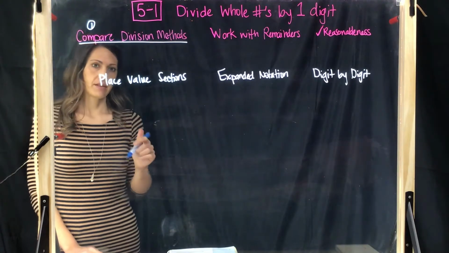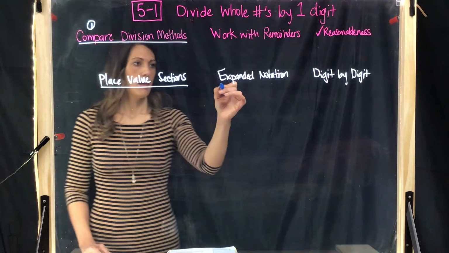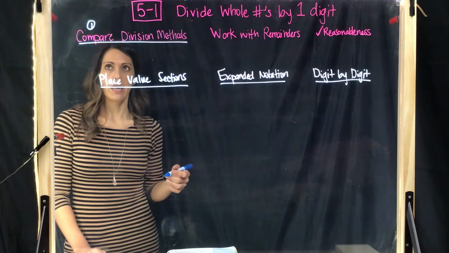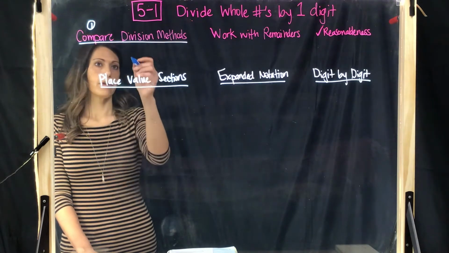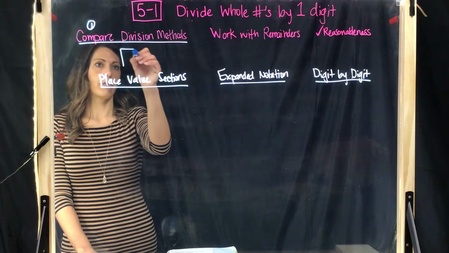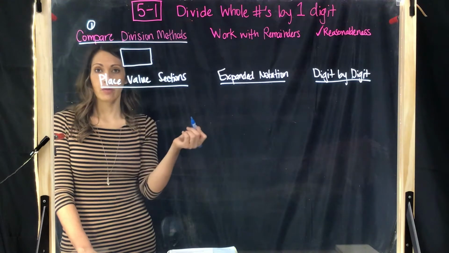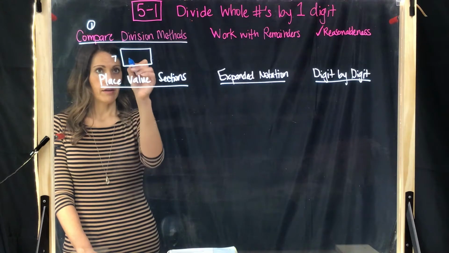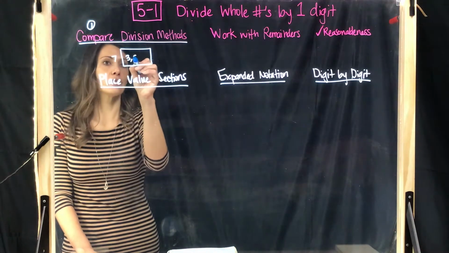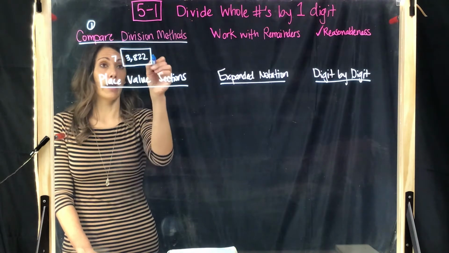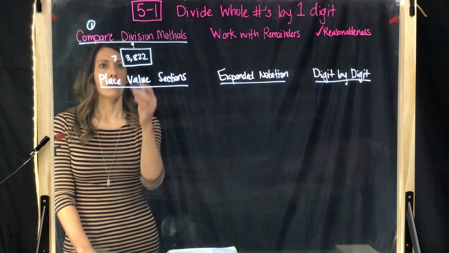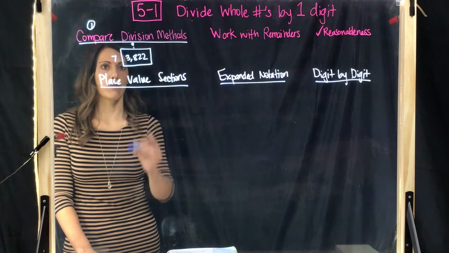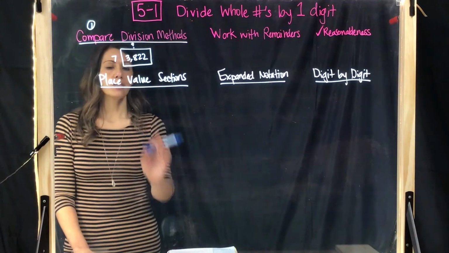The three division methods I want to show you are place value sections, then expanded notation, and digit by digit, okay? I'm going to use the same problem again and again to show you these three ways. The math problem I'm going to use, I'm going to put in this area model because area is length times width. If this is 7 and 3,822 is the total area, the length is 7 and the whole area, the whole inside, is 3,822. What is the width? Let's do place value sections.